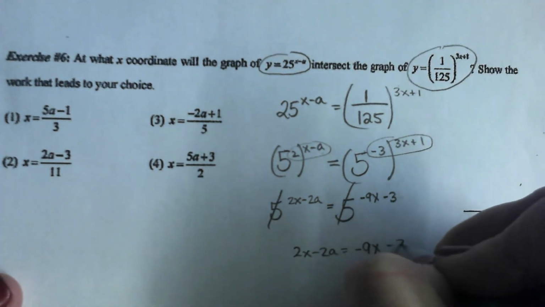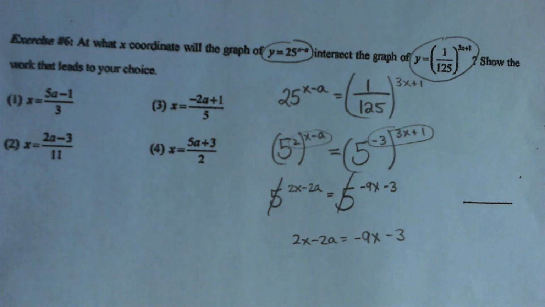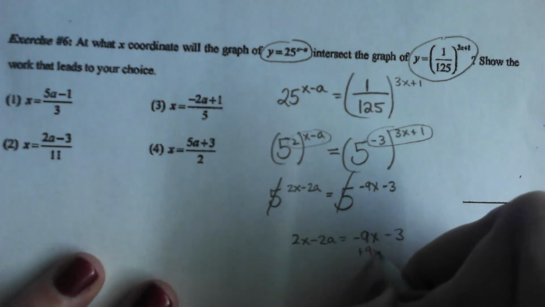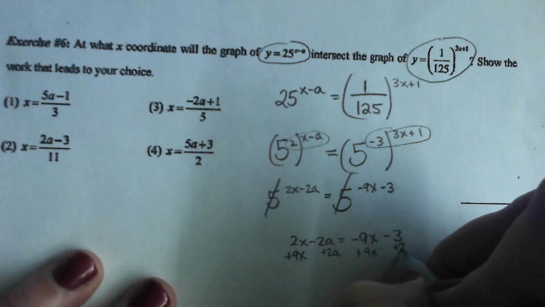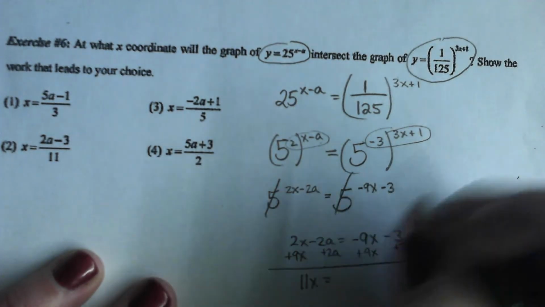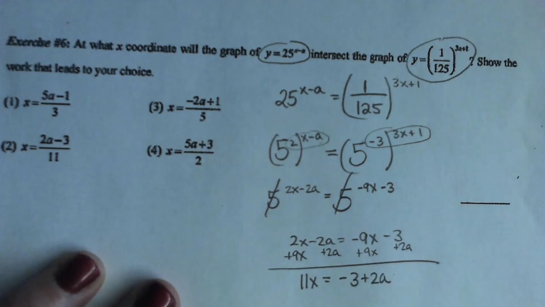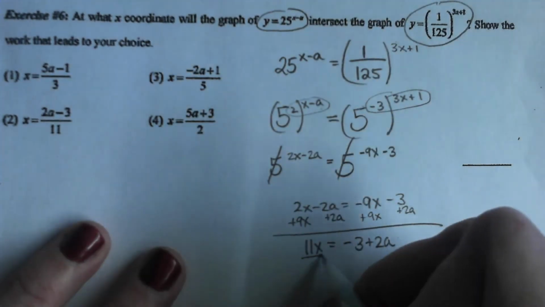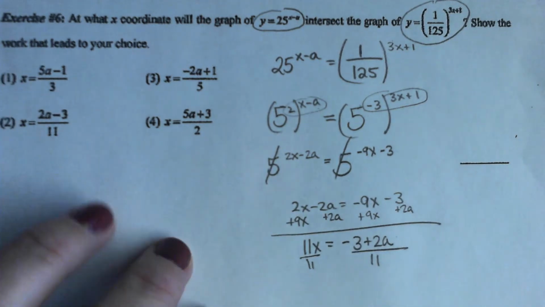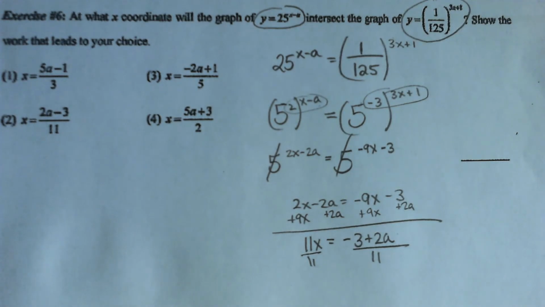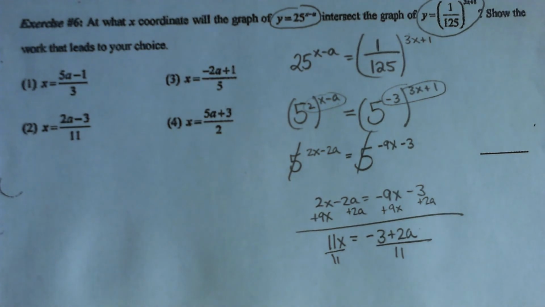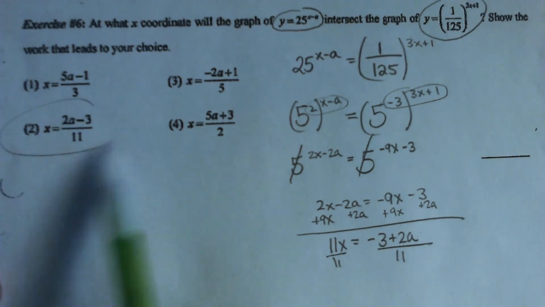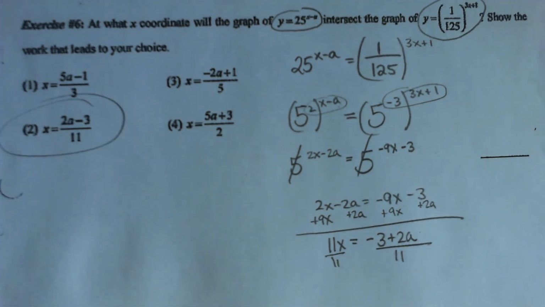And we're solving for what variable? X. So get all your x's on one side. Get all your non-x's on the other side. And then divide by 11. So our answer is 2a minus 3. Looks a little different, 2a minus 3 as opposed to negative 3 plus 2a, but same thing. Your 3 is negative, your 2a is positive. Good?